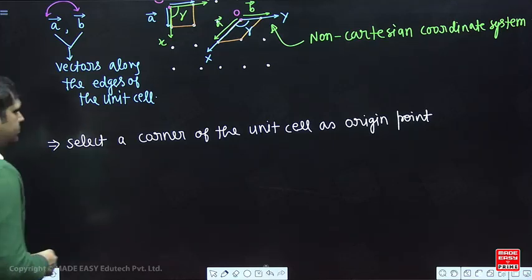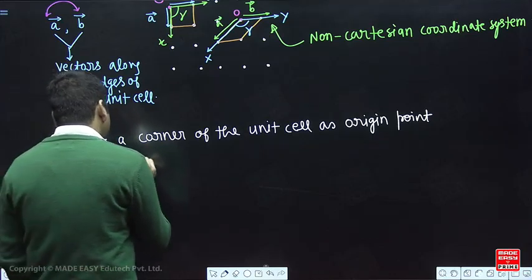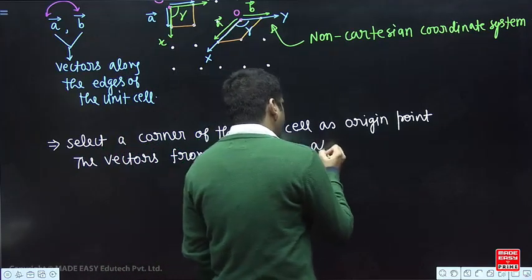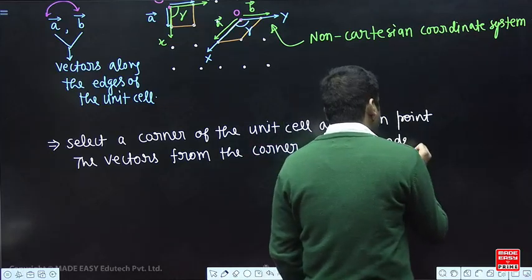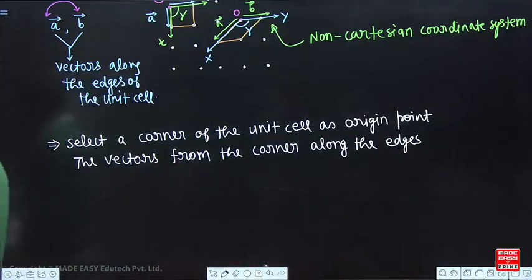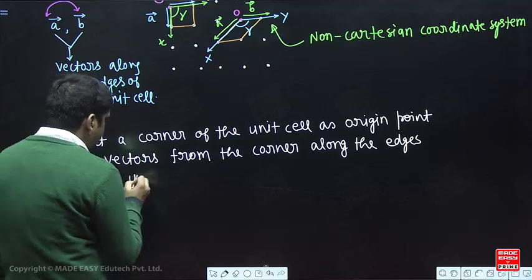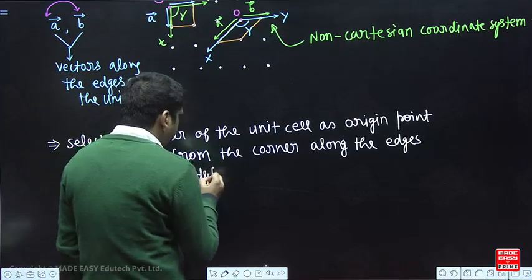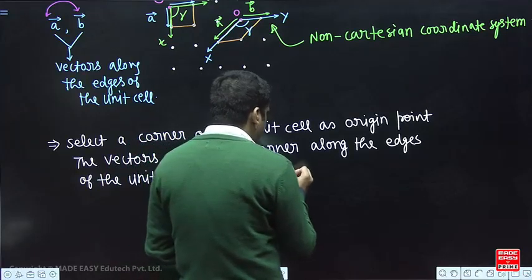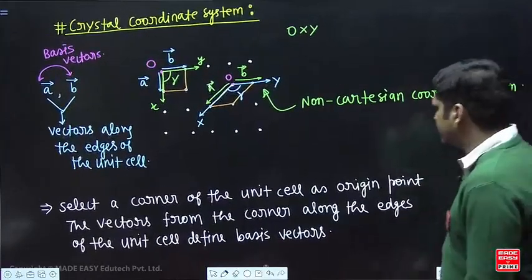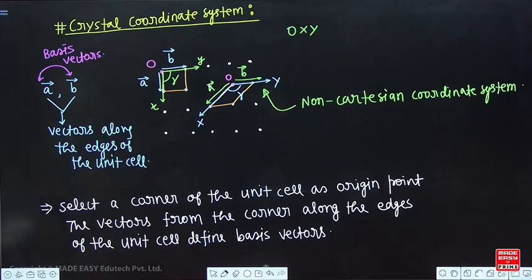The vectors from the corner along the edges of the unit cell define basis vectors, like A and B. Please note this down. This is the crystal coordinate system. It will entirely depend upon our choice of unit cell. Although we would always be selecting the conventional unit cells, I will be talking about the conventional unit cell very soon.